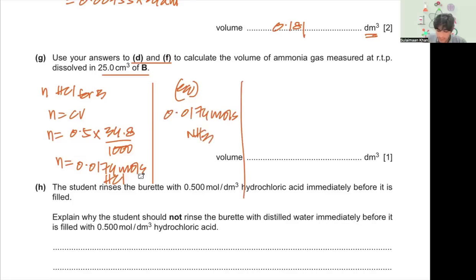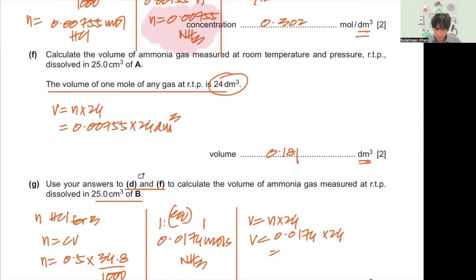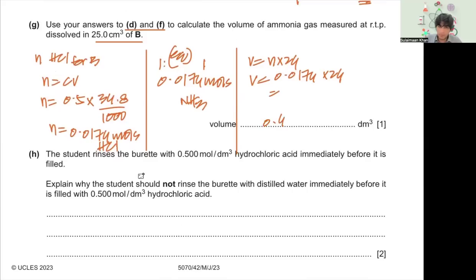It's 1:1, so the moles of aqueous ammonia will be the same as the moles of hydrochloric acid. And once you figure out the moles of aqueous ammonia, V is equal to N times 24. What do you get? Volume is 0.0174 times 24. In part F, I know in one mole it is this much, but in these many moles it's going to be 0.4176. So I'll just write 0.418.